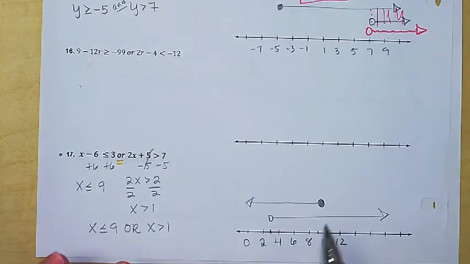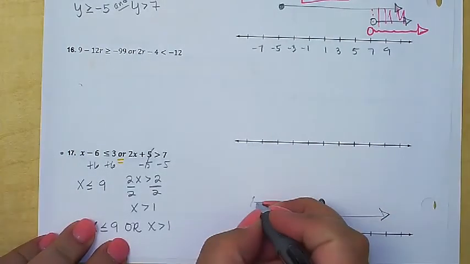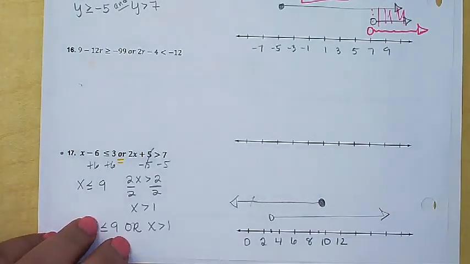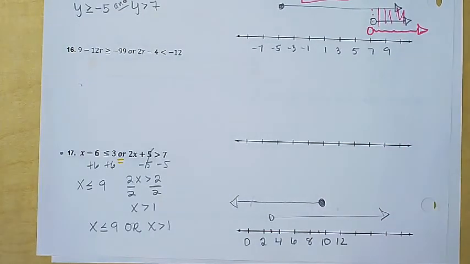So I want anything that makes one or the other true. So I want you to think about that. Look at your graphs. I want it to be true for just at least one. It doesn't have to overlap. It doesn't have to be both. So what would our solution be here? So if you think about it, hopefully you said everything. Every number is either going to be larger than 1 or less than or equal to 9, right?